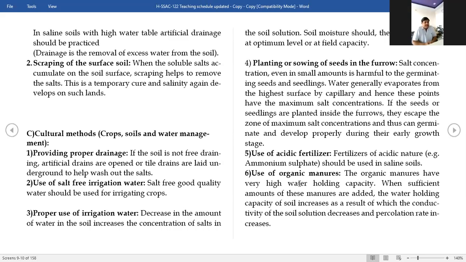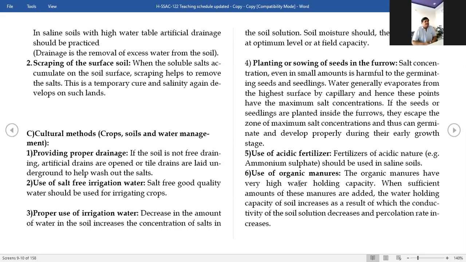Next method: planting or sowing of seeds in furrows, so that seeds come in minimum contact with the zone of salt concentration, which does not affect germination. And use of acidic fertilizer. Fertilizers of acidic nature, such as ammonium sulfate, should be used in the soil.